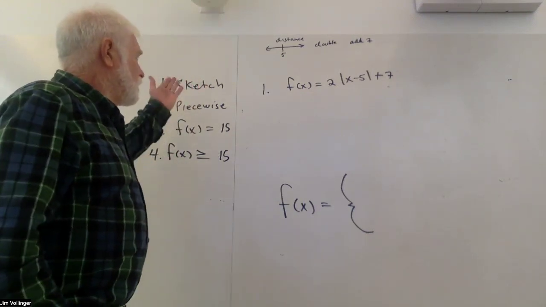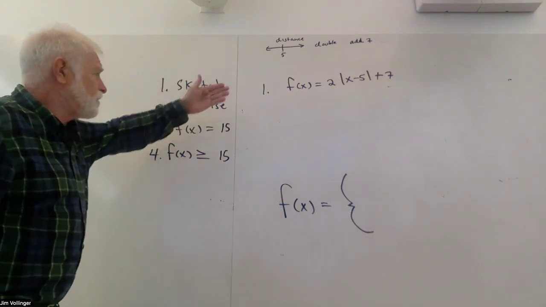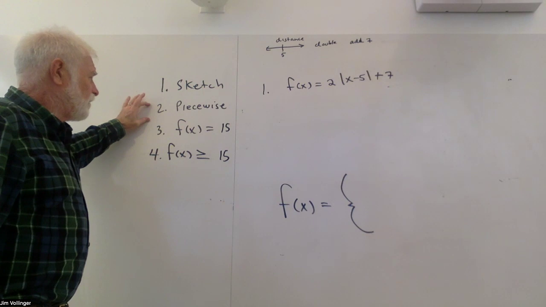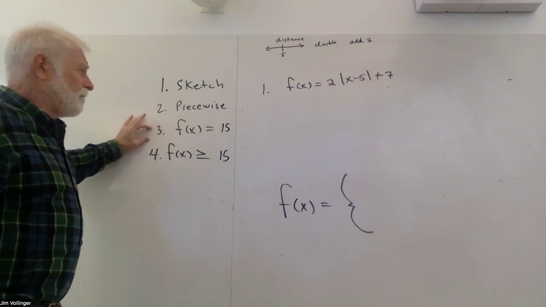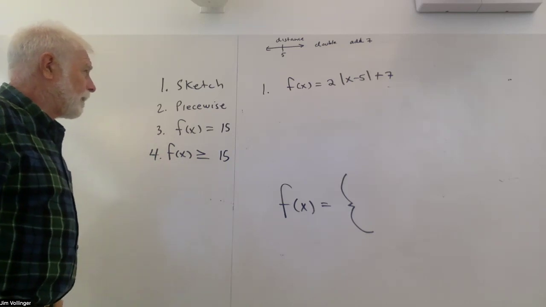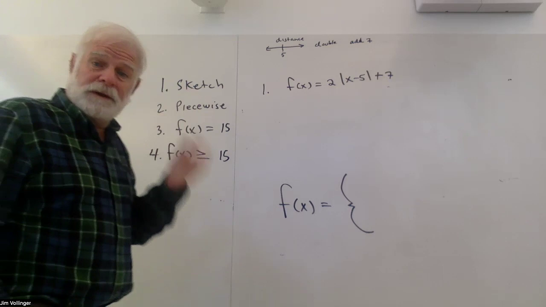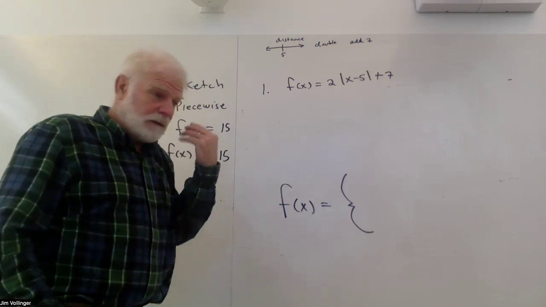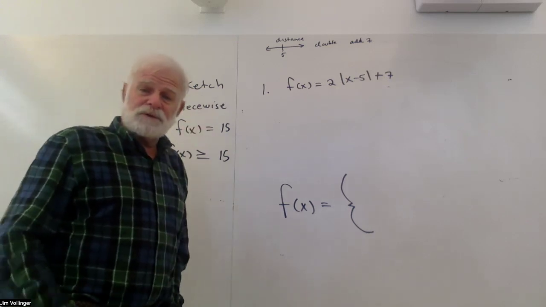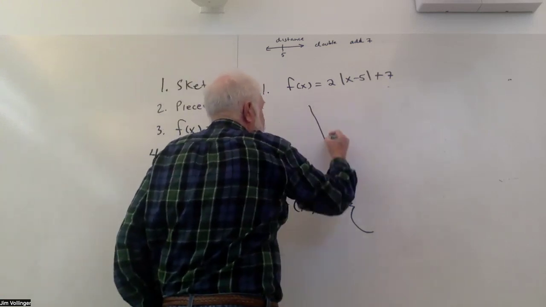So these are the questions I'll be asking you to do: sketching absolute value functions, writing them as piecewise functions, solving them for a given altitude, and solving them as an inequality. So the first one we've been doing right along. It's good to keep doing them. I think it smooths out those neuronal pathways. So, cup shape up.